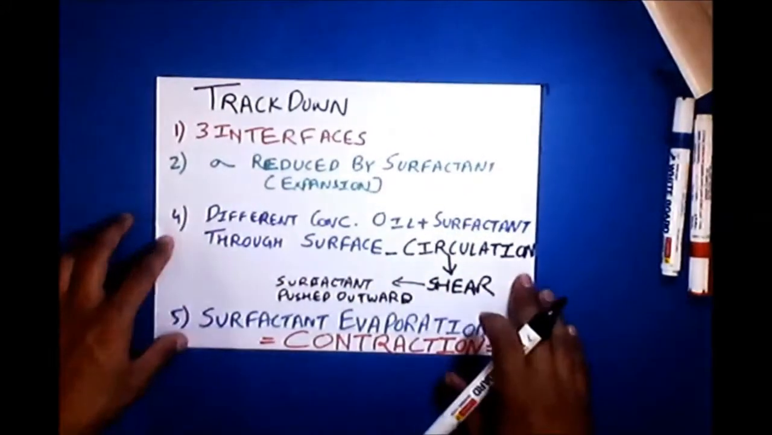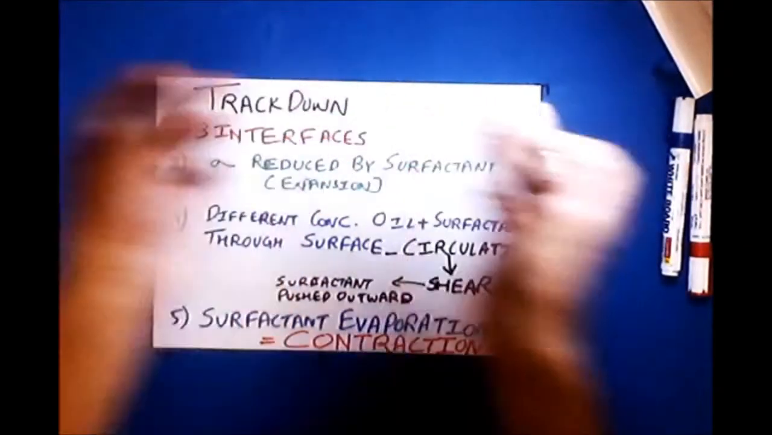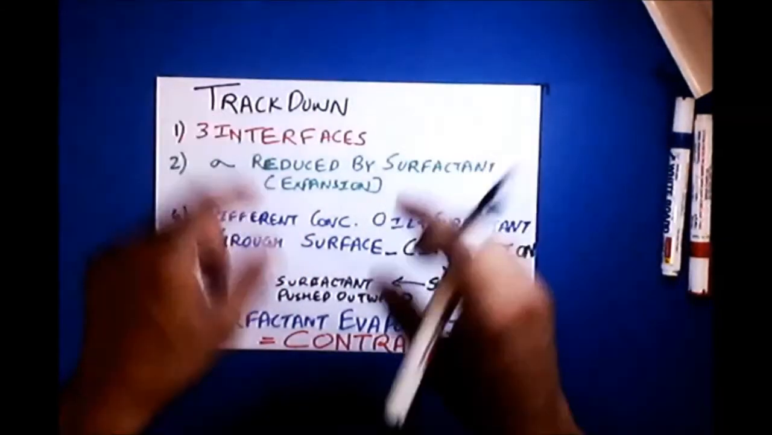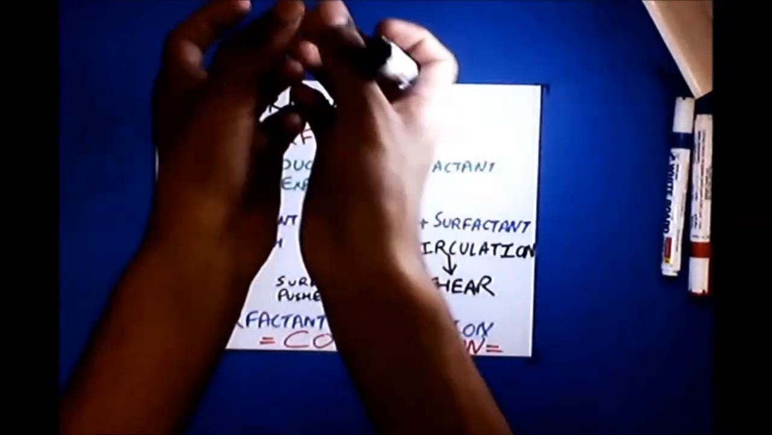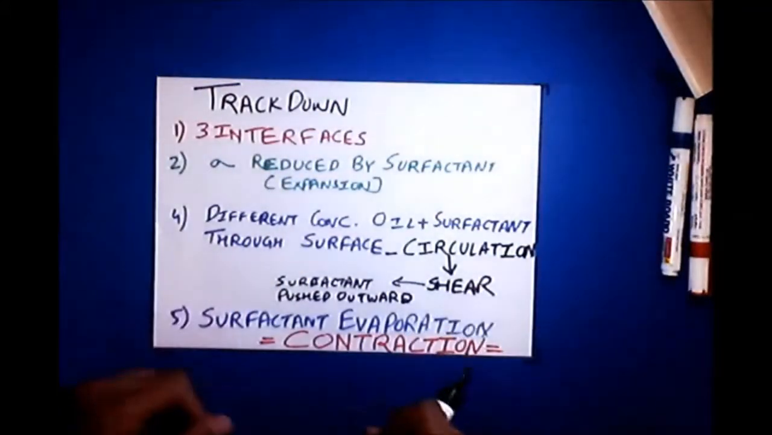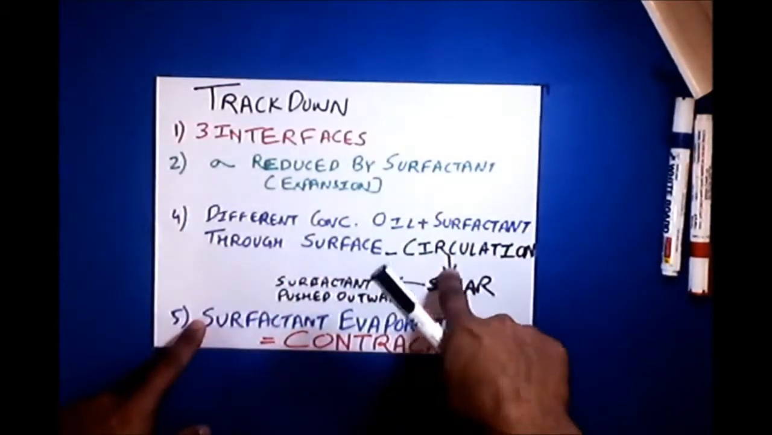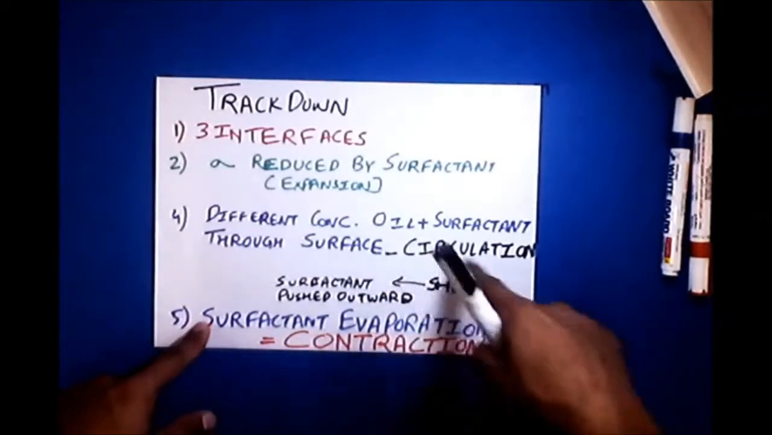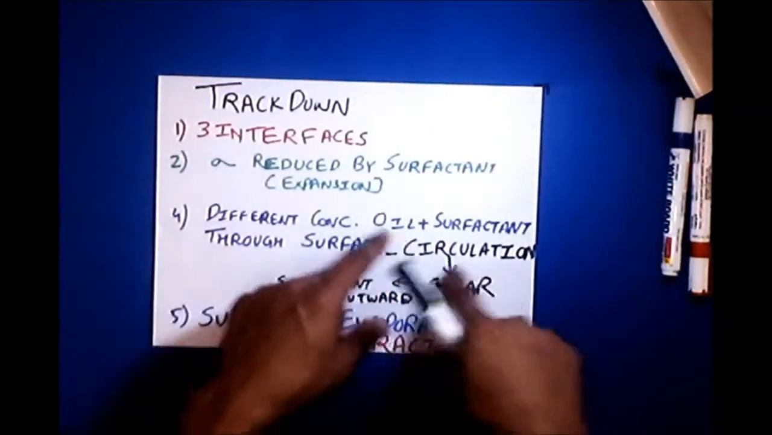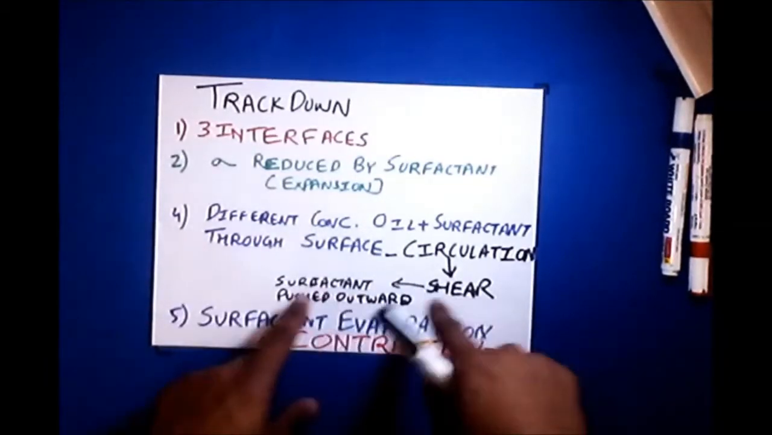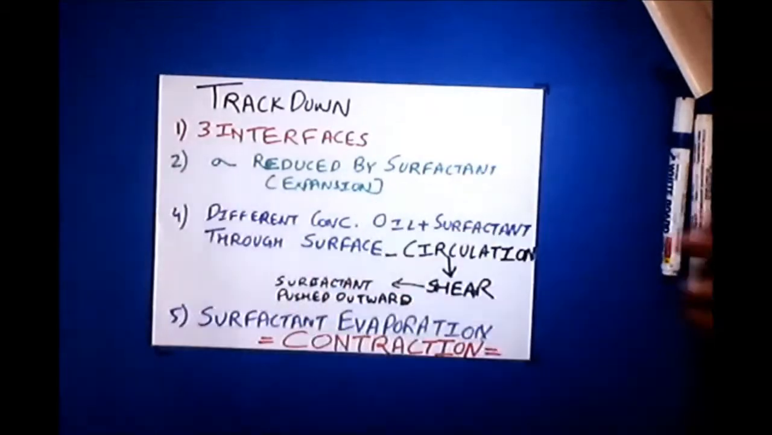Now an oil drop is not a uniform contour or a uniform surface. It has varying thickness all through. Due to this, we have different concentrations of oil and surfactant throughout the surface. This causes a different surface tension along the surface, which causes circulation, and this leads to a shear force which is acting. Now this shear force interestingly selectively pushes the surfactant molecules outwards.